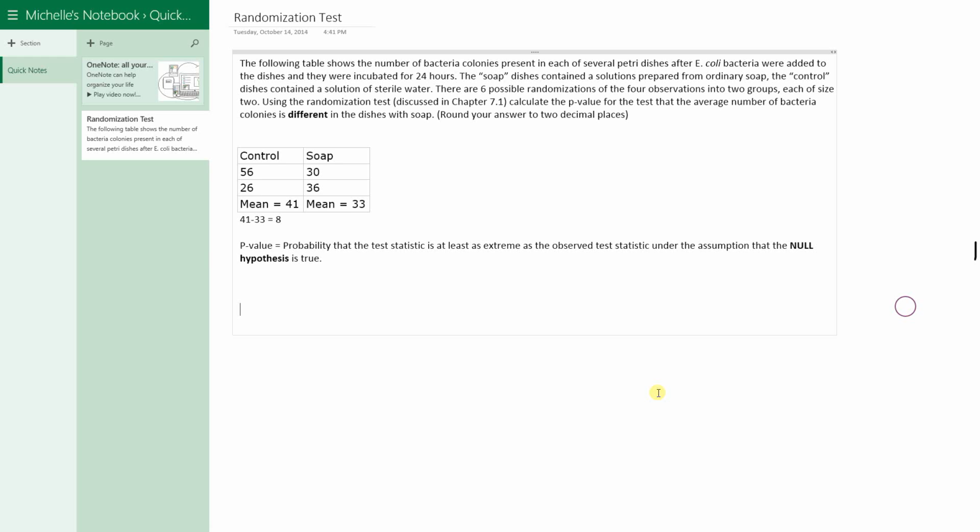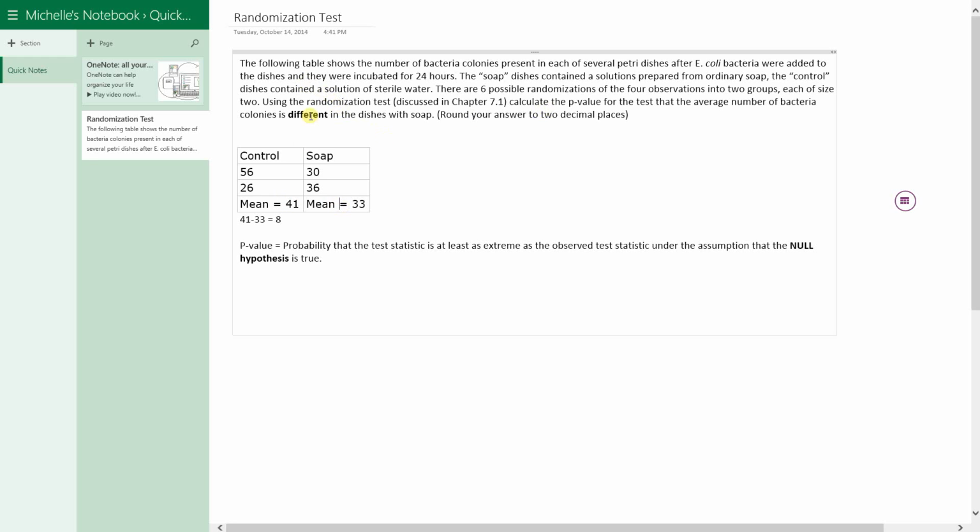We have a control group and a soap group, and we're counting the number of bacteria colonies present in each dish that were either given soap or given just water. That's what the control is, just water. Both dishes were exposed to E. coli bacteria, and the idea is that we want to see, did the soap have any effect on the E. coli bacteria? Did it help it grow, or did it kill it? We don't know. We're just trying to see if the mean number of bacterial colonies in each of the groups is different from each other.